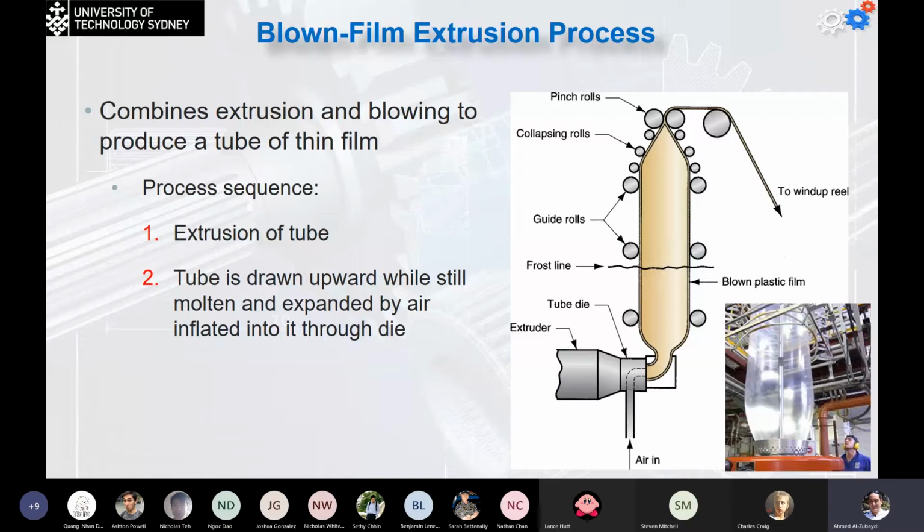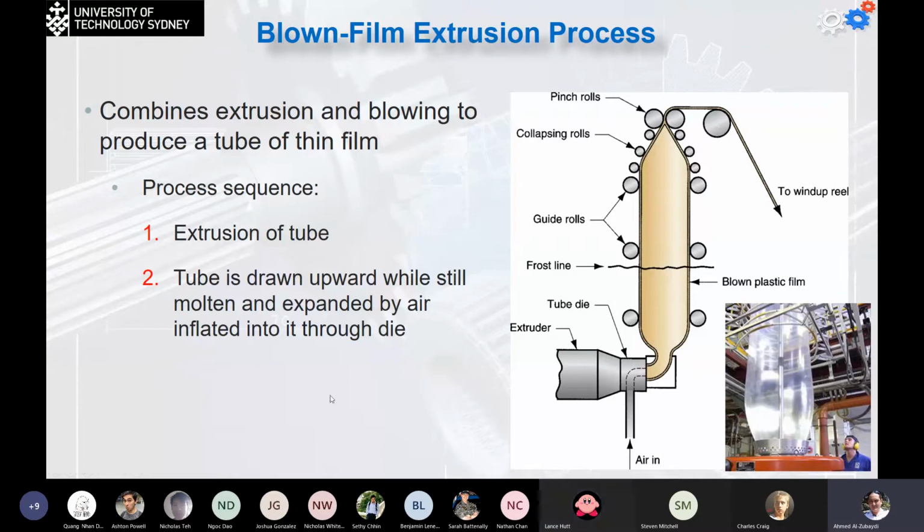Actually, do you know what we use this process for? No. Plastic bags, like the Woolies ones. Yeah, all the plastic bags are actually made by this operation.